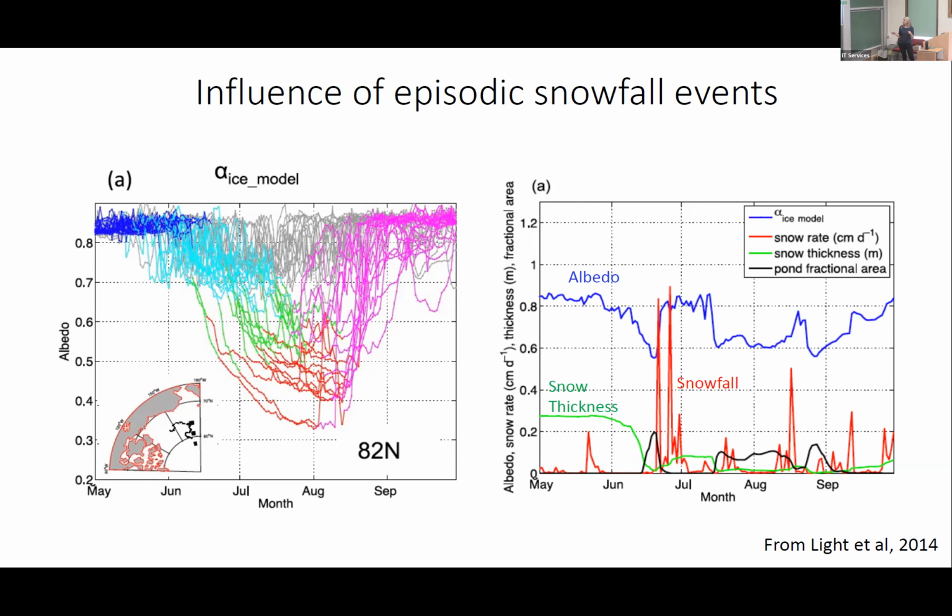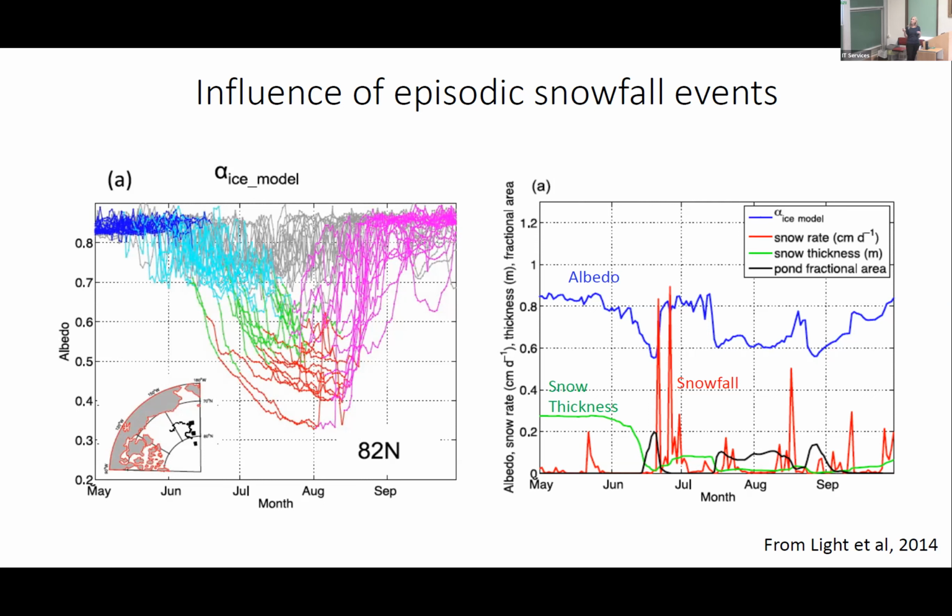The melt season kicks in, you decrease your snow thickness. Ponds, which are shown in the black, start to form, and the albedo drops, and it looks like you're entering a melt season. You then get this episodic small snowfall event. It shades the ponds, it brightens the surface, and you jump back up to this very high snow-covered albedo. If you have the right sequence of those snowfall events, you get a couple in a row, like in this year, you basically never go into your melt season.